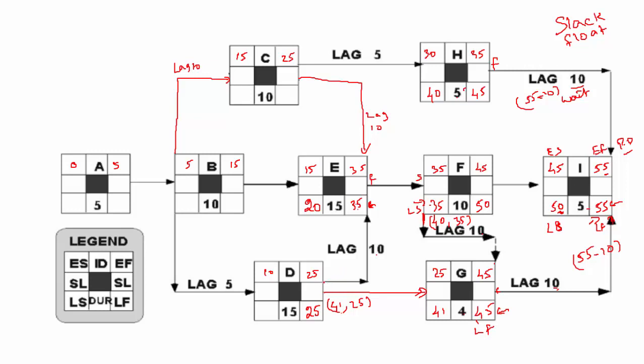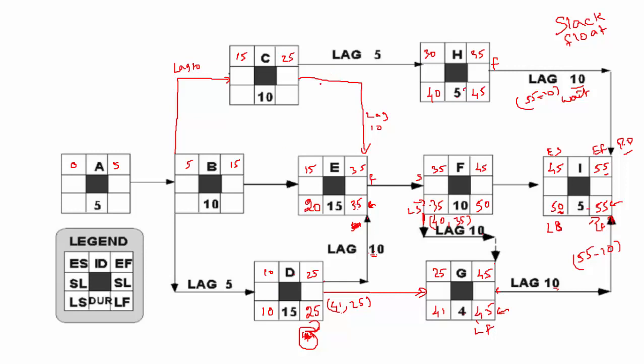Because watch this, this has a finish to finish relationship with a 10 days lag, which means E is finishing on 35 minus 10, so D can finish on 25. But if D finishes on 41, then we will have a problem, because we need to wait 10 more days, then only we can finish E, which means this will finish on 51. That is not possible, right? So in the backward pass, we take the lowest, which is 25, and 25 minus 15 would be 10.